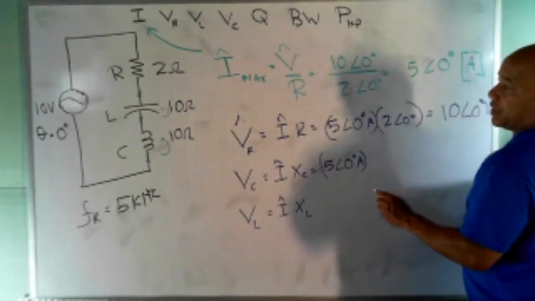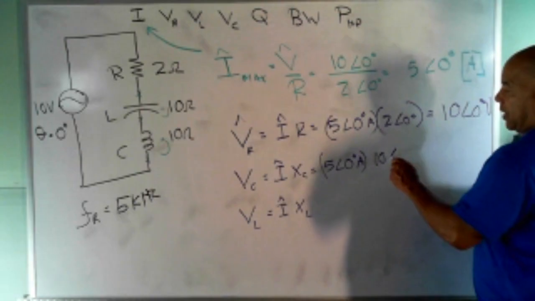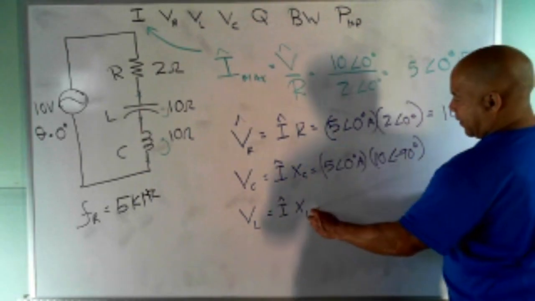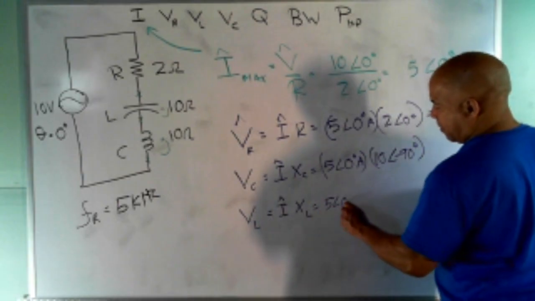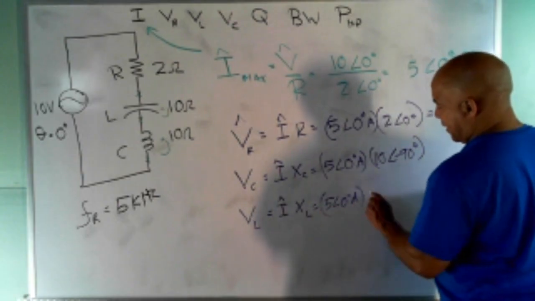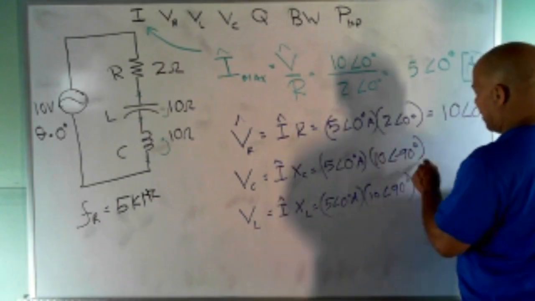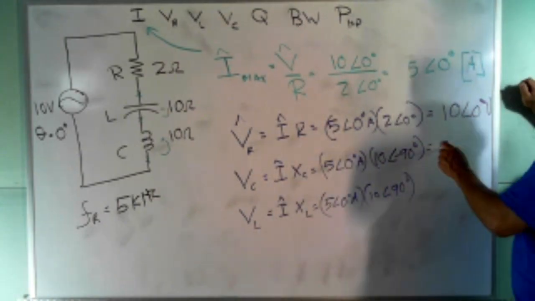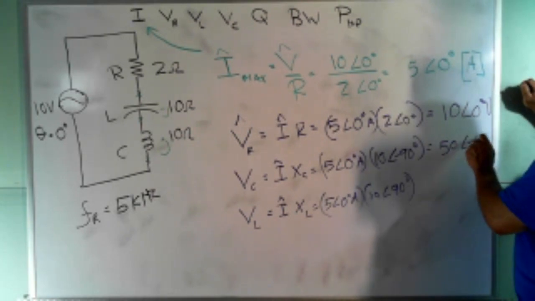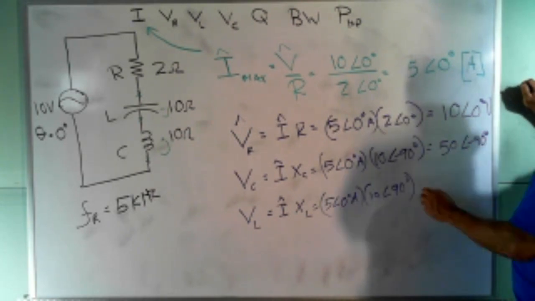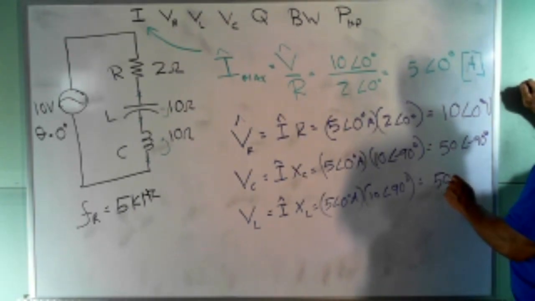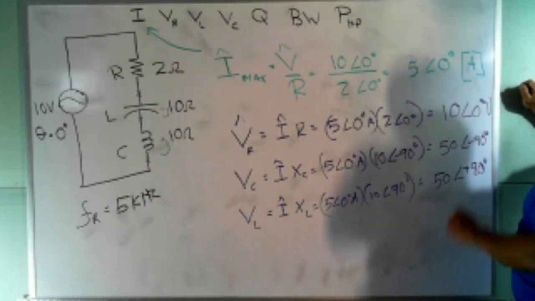This is 10 angle minus 90. And down here is 5 angle 0. And this is 10 angle plus 90. So here we get 50 angle minus 90 volts. And here we get 50 angle plus 90 volts.